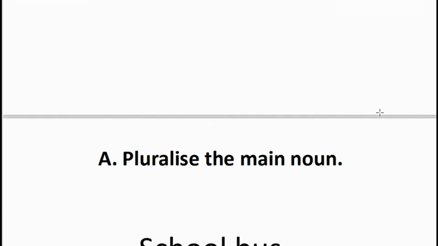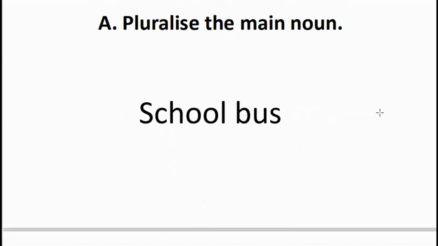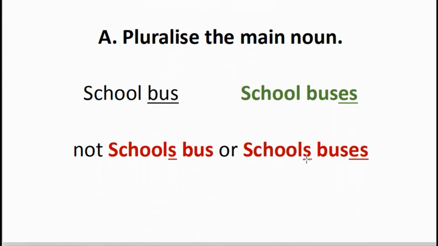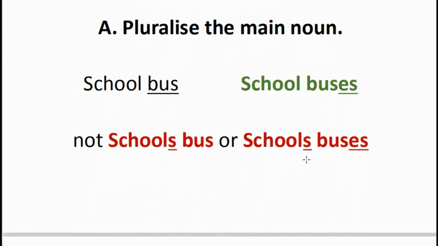Let's look at this common compound noun, school bus. We have school, we have bus. When we look at that noun, school bus, is it a school or a bus? The answer is a school bus is a bus, not a school. That means bus is the head word. Bus is the main noun. For this reason, bus takes the plural. The plural of school bus is school buses, not schools bus or schools buses. Because bus is the main noun, bus takes the plural marker. Then we have school buses.